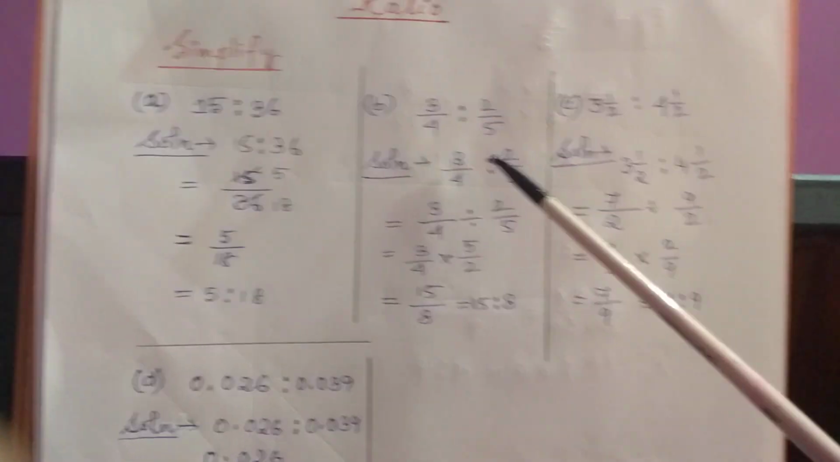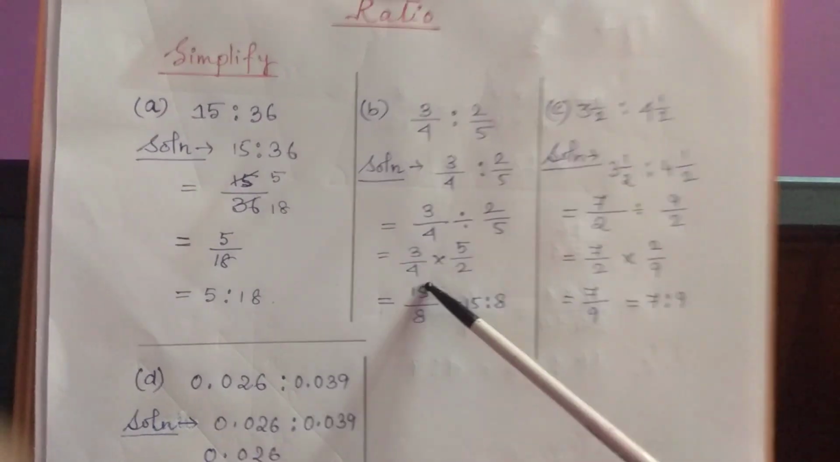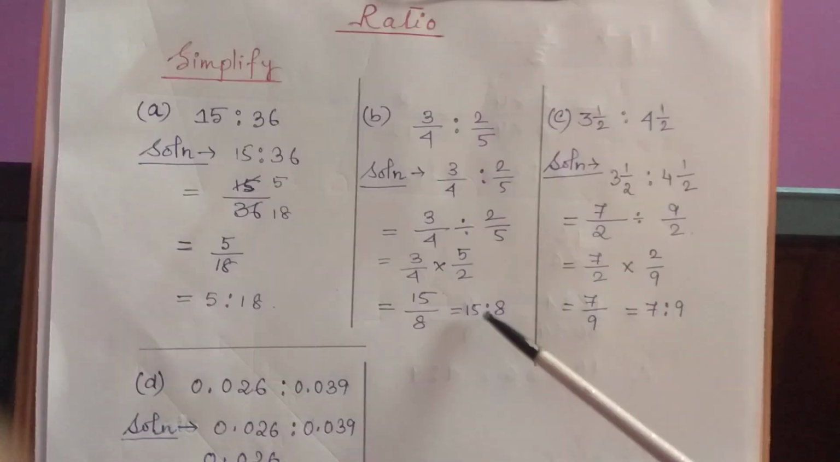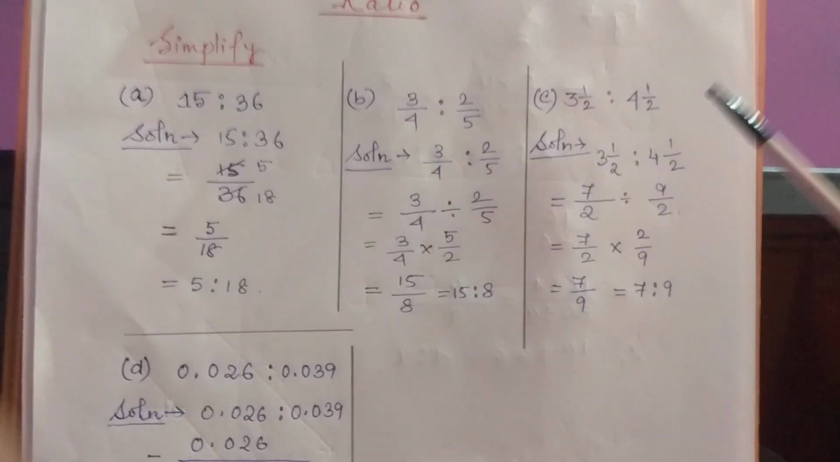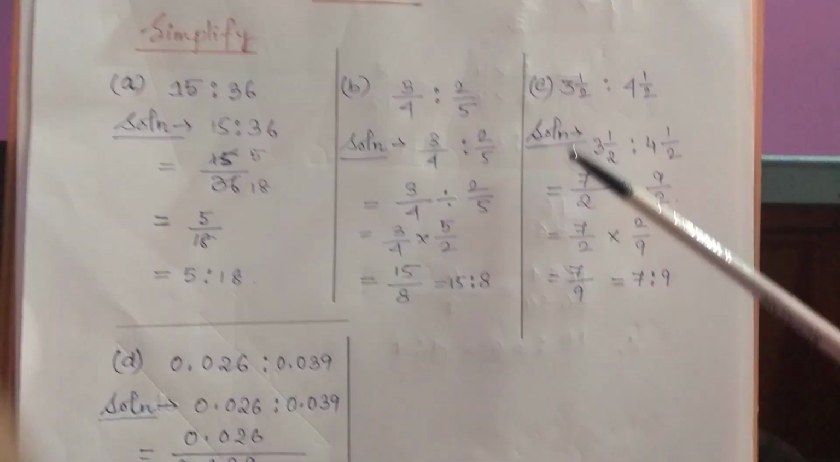So here I have replaced the ratio sign with divide. Then divide is changed to multiply and then just simplification. Ratio is 15 is to 8. In the third example, the ratio is in the mixed fraction form.